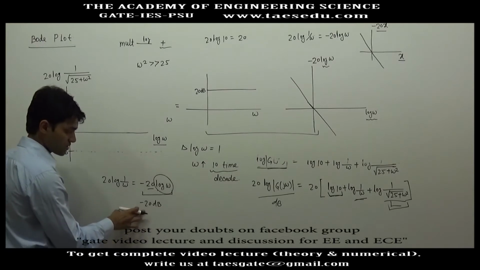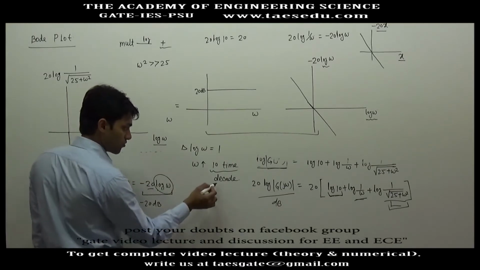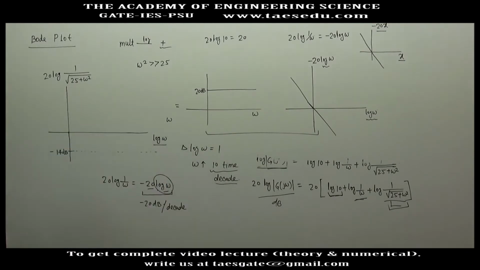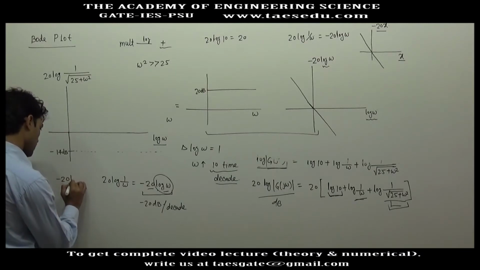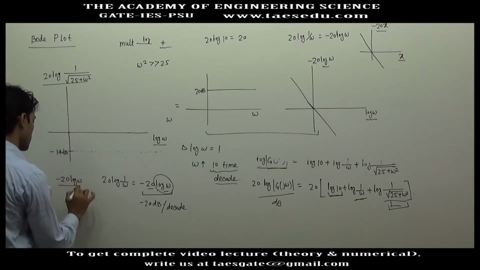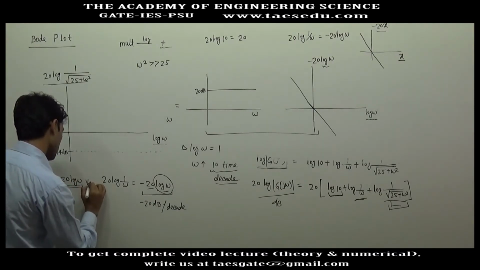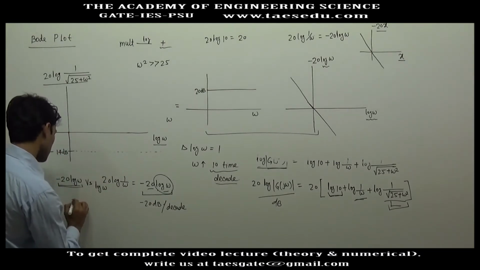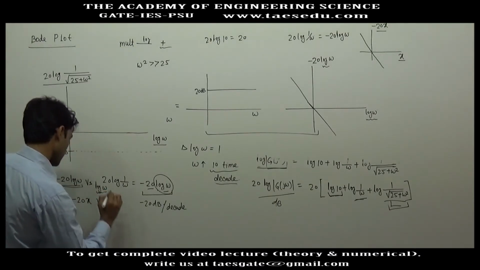This is the change in the y-axis. And what is the change in the x-axis? 1 decade. Because you moved 1 decade, you got a change of 1 unit in log omega. Anyway, when omega is very high, we have minus 20 log omega. So you have to plot minus 20 log omega versus log omega, or, let's say this variable is x, minus 20x versus x.